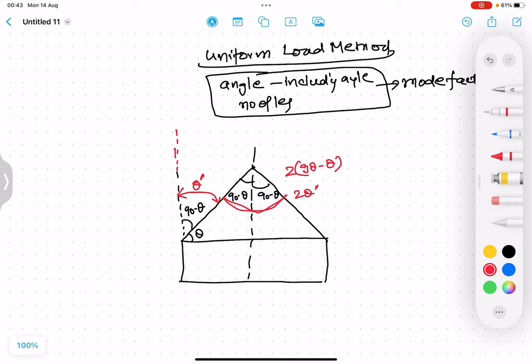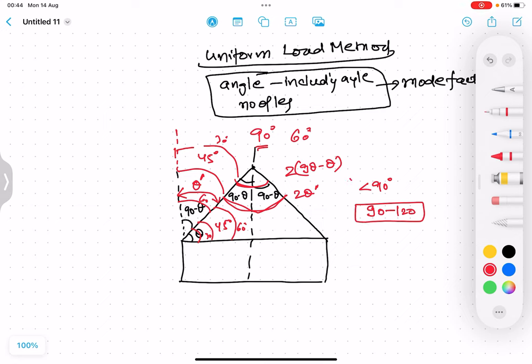Now if this angle is 45 degrees, then this angle is also 45 degrees, so the including angle is 90 degrees. Let us suppose this angle is 60 degrees, then the other angle is 90 minus 60, 30 degrees, so the including angle is 2 times 30, that is 60 degrees. Similarly, if this angle is 30 degrees and this angle is 60 degrees, then the including angle will be 120 degrees. So the including angle can be less than 90, and it can be between 90 and 120.